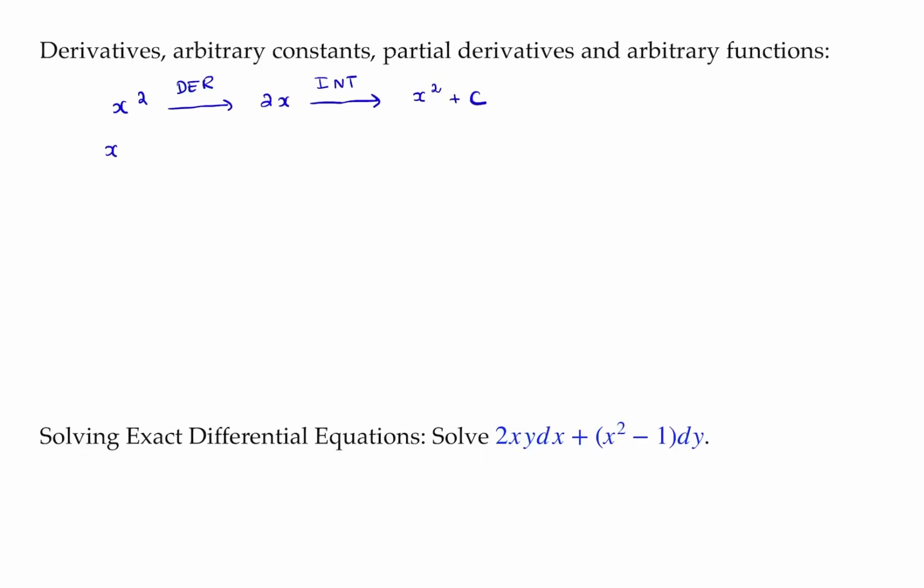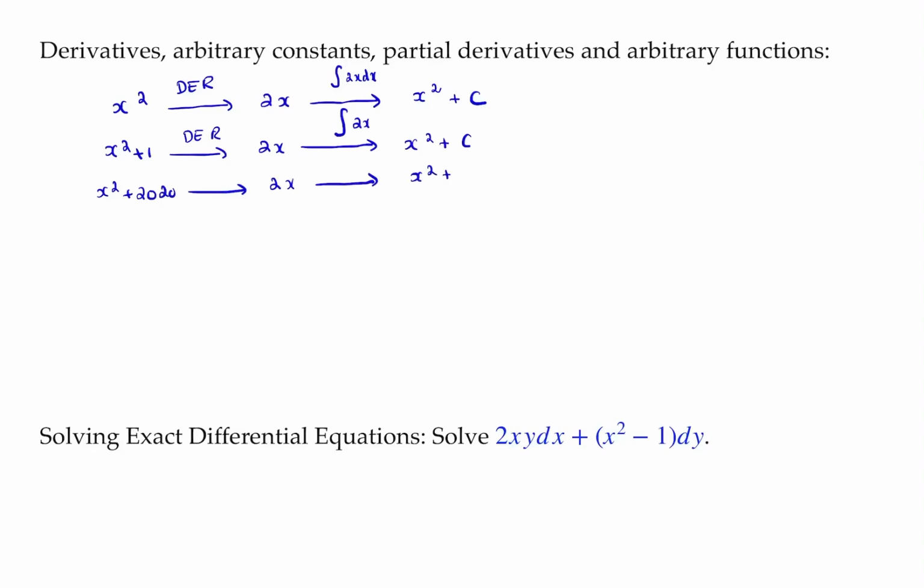If I have x squared plus 1, if I do the derivative, that's going to be 2x. When I do the antiderivative or integral, let me just put a symbol in here so it's easy for you to follow. If I do the integration of 2x, this is also going to be x squared plus c. If I have x squared plus 20, still the same thing. If you do the derivative, it's going to be 2x. If you do the integration, it's going to be x squared plus c.